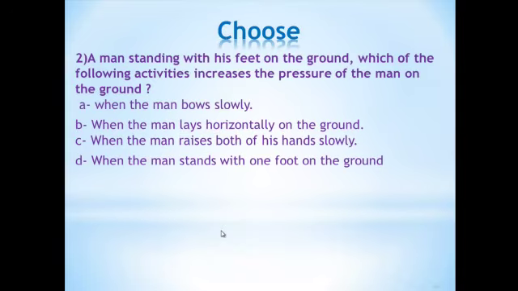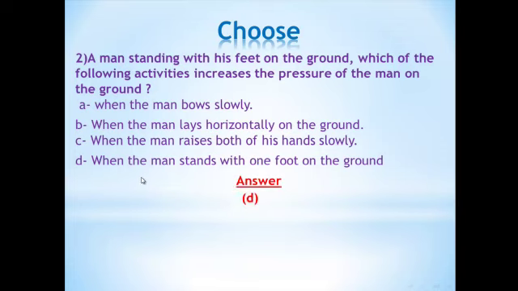Number 2, a man standing with his feet on the ground. Which of the following activities increases the pressure of the man on the ground? Number A, when the man bows slowly. Number B, when the man lays horizontally on the ground. Number C, when the man raises both of his hands slowly. Number D, when the man stands with one foot on the ground.